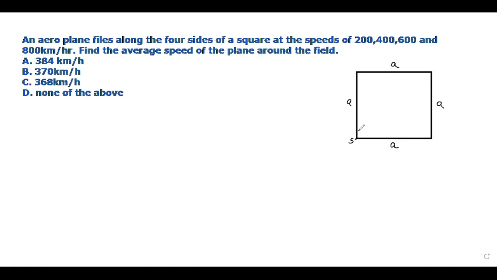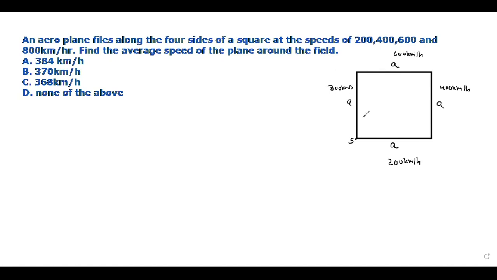The first speed is 200 kilometers per hour. The second is 400 kilometers per hour. The third is 600 kilometers per hour. The fourth he moved at 800 kilometers per hour. To cover the first distance a he went at 200 kilometers per hour, then the speed increased to 400, then 600, then 800. Now the question is asking us to find the average speed of the plane around the field.